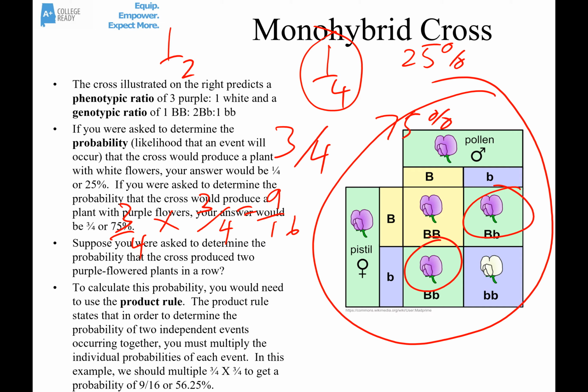Let's say you wanted to know what's the probability of getting 3 white flowered plants in a row. Well, the probability of getting a white flowered plant in cross 1 is 1 out of 4. The probability of getting a white flowered plant in the second cross is also 1 out of 4. They're completely separate events. Same with the third time. So to calculate the probability that all 3 will be white, you multiply the individual probabilities. So you end up with a probability of 1 out of 64 that you would get 3 white flowered plants in a row.